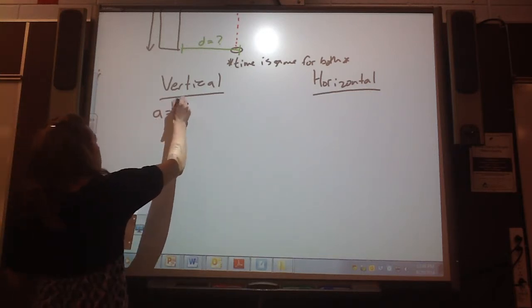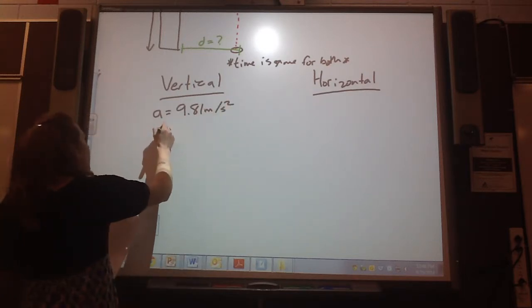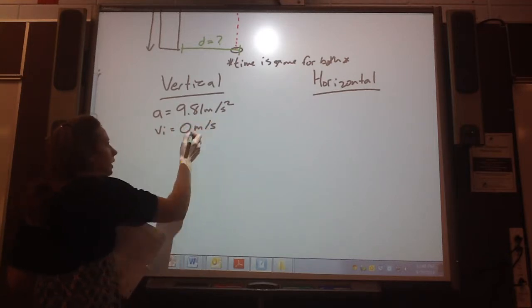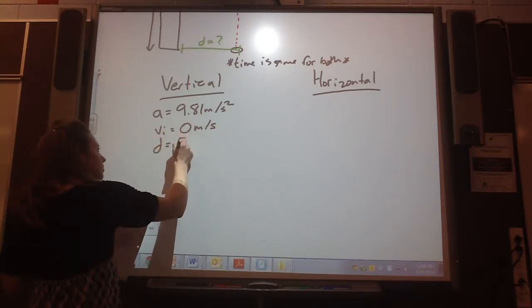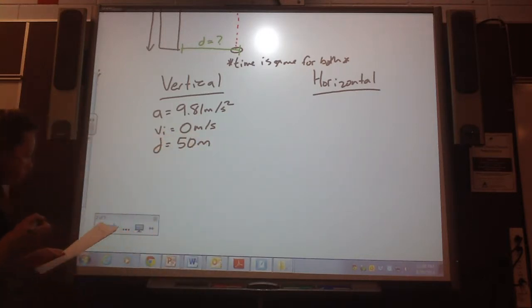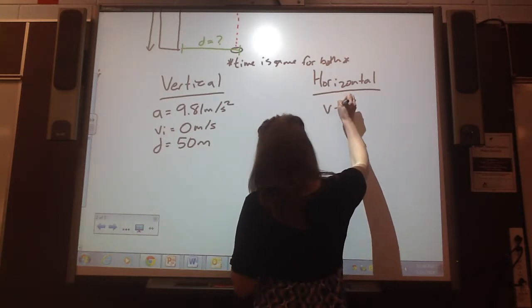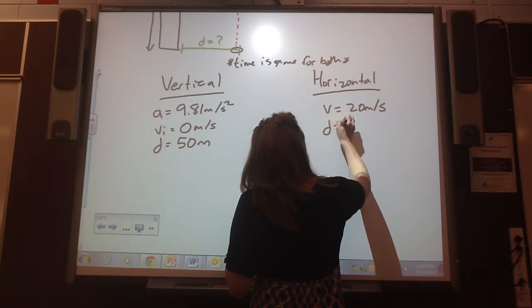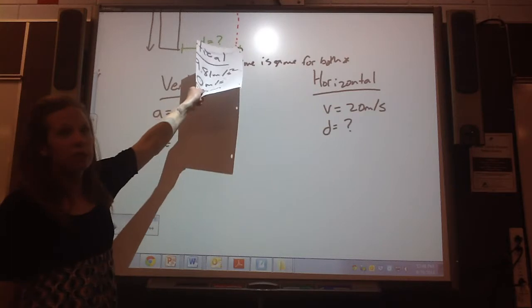All right, so vertical information. I know my a is 9.81 meters per second squared. I know my Vi for my vertical is 0 meters per second. I know my vertical distance is 50 meters. What I know for my horizontal, I know that my V is equal to 20 meters per second, and I'm trying to find out D, because I'm trying to find my horizontal distance.